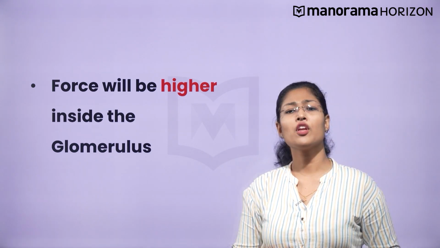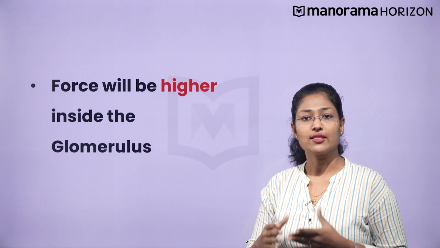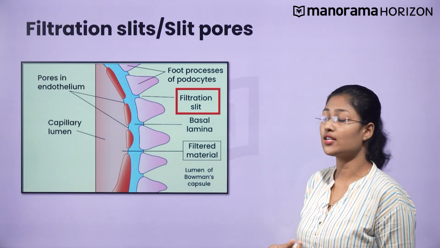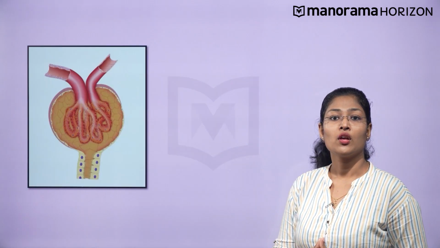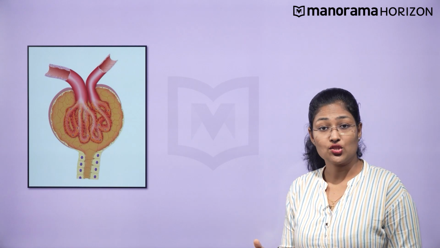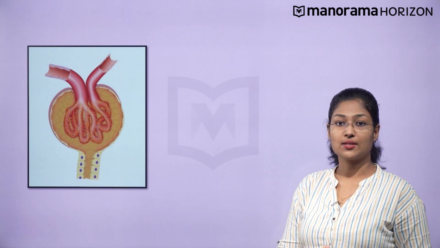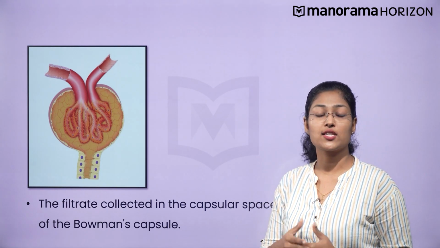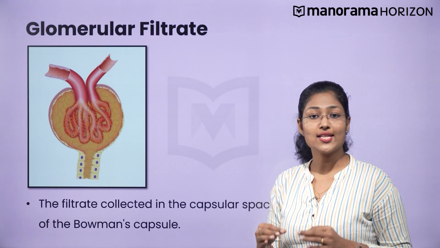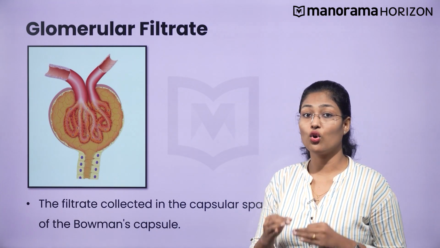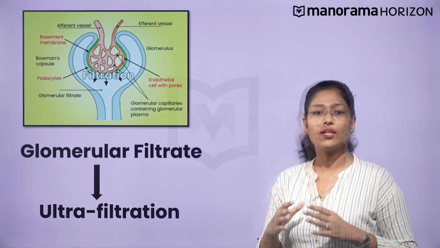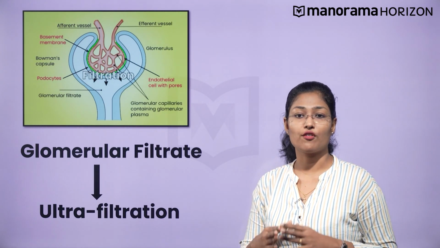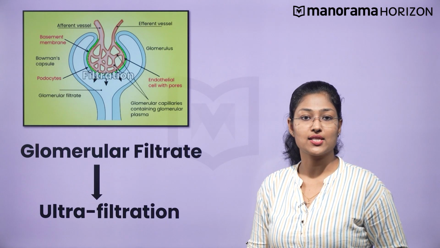The force will be higher inside the glomerulus, and this pressure forces the blood to leave the glomerulus, resulting in filtration of blood. For effective functioning, the layer of podocytes has spaces called filtration slits or the slit pores. The filtrate contains essential and non-essential materials. This filtrate is then collected in the capsular space of the Bowman's capsule, and this filtrate is termed as a glomerular filtrate. The term ultrafiltration refers to the fine filtering of blood through three-layered membranes.